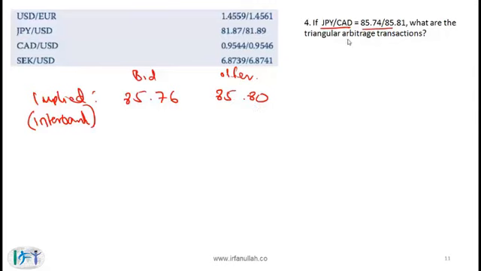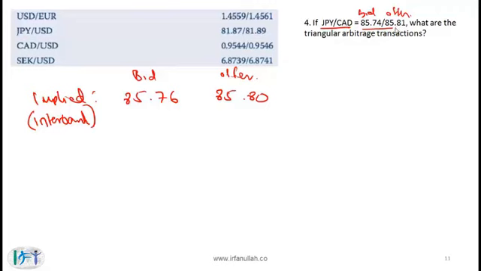Now, if a dealer offers you this rate, 85.74, which is the bid, and 85.81, which is the offer, can you make an arbitrage profit here is the first question. So notice that what you can do from the dealer is buy Canadian dollars for 85.81 yen. So that's how much you will buy for.